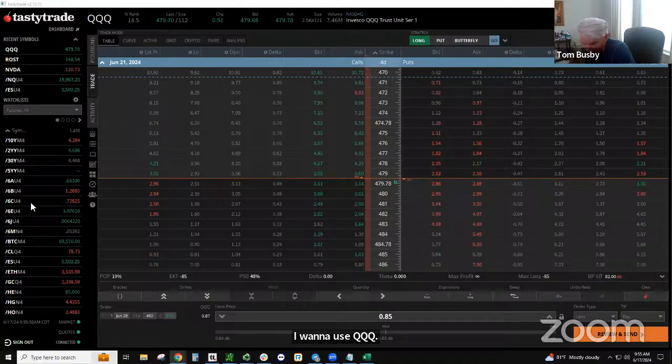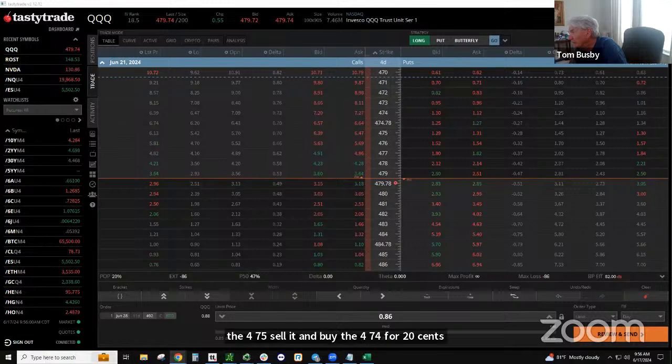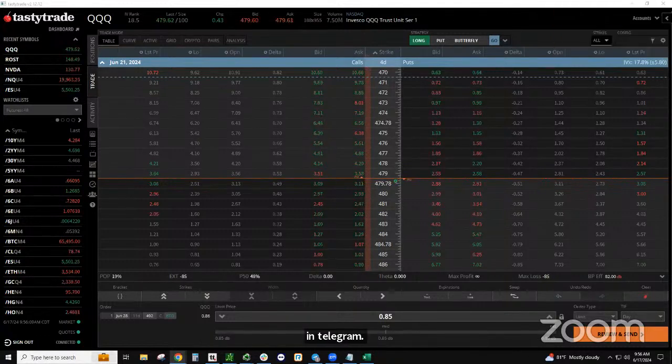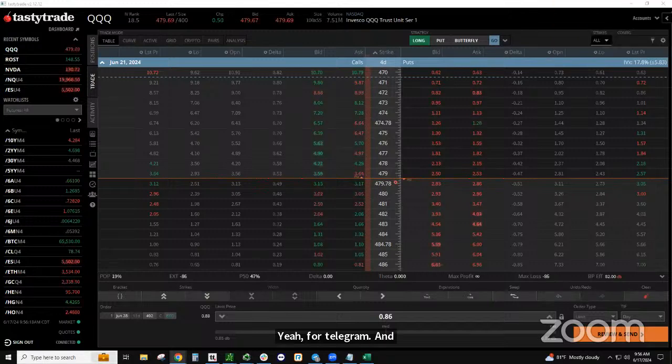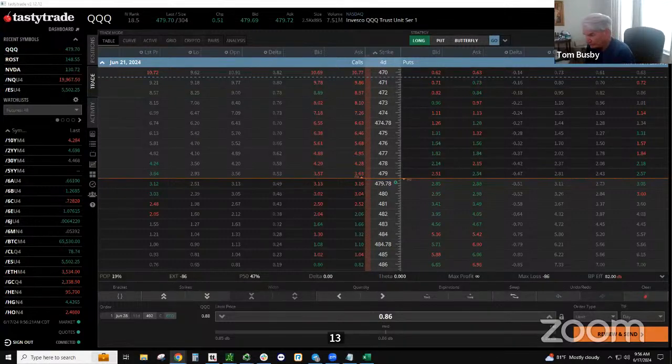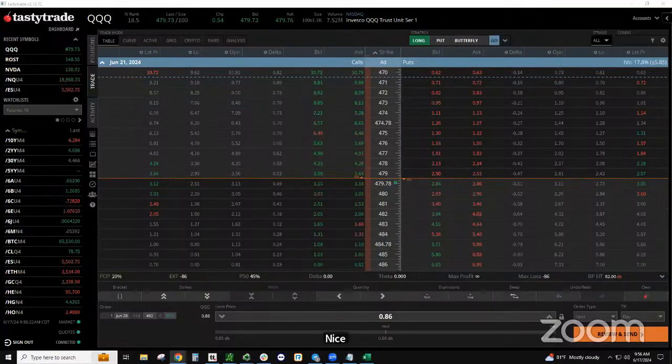Here it is right here, the one I want to do. I want to sell the 475 and buy the 474 for 20 cents, which is a 25% return if it expires worthless this week. In Telegram, got it? Sell the 475 put, buy the 474 put, for Telegram. We're getting close to do the other one too, Jonathan. The net credit was 25 cents, you said, or 20 cents? No, 20 cents.